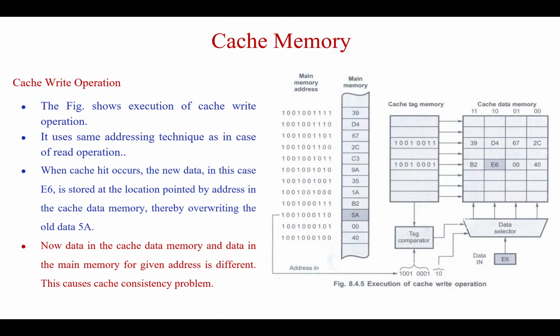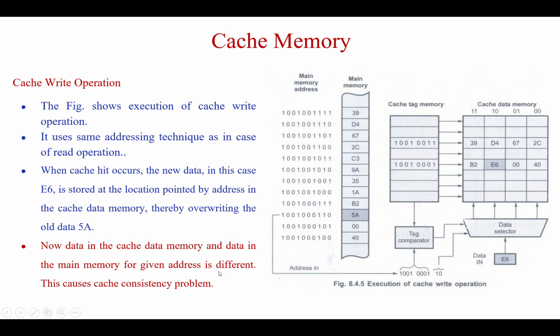Similarly, we can see how the cache write operation takes place. After performing the operation, for the same address 1001 100, the content 5A has changed to E6 after the execution, and we are going to access that for some other purpose. Here also the higher order 8 bits are compared with the cache tag memory. Then the remaining 2 bits are data selector bits, and there we get the value E6.